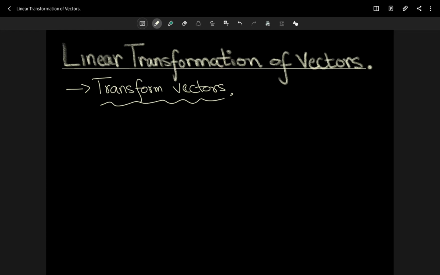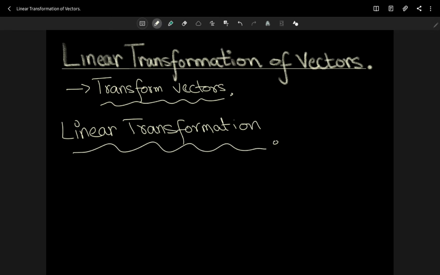But now we cannot transform them in any arbitrary way, right? Because if we were to do that, then it is a possibility that we might break some of the defining properties of vectors that we have developed in vector spaces, right? So then we have to define a linear transformation, right? And so now we're going to talk about linear transformation, or a linear operator that will transform a vector, right?